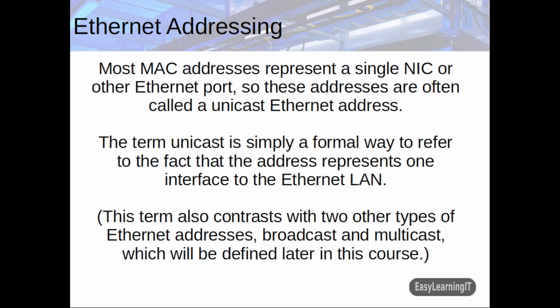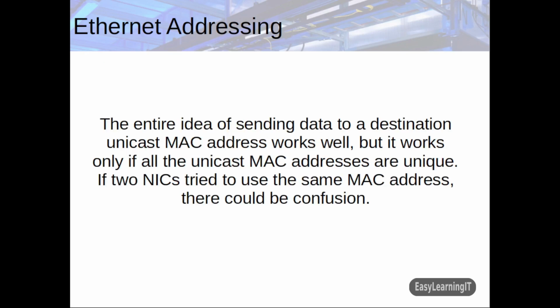Most MAC addresses represent a single network interface card or other Ethernet port, so these addresses are often called a unicast Ethernet address. The term unicast is simply a formal way to refer to the fact that the address represents one interface to the Ethernet LAN. This term also contrasts with two other types of Ethernet addresses, broadcast and multicast, which will be defined later in this course.